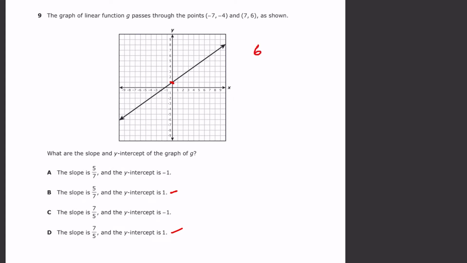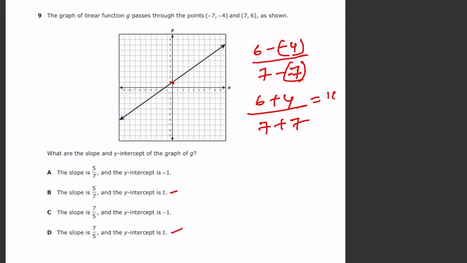So y2 minus y1 means 6 minus of -4 divided by 7 minus of -7. So you're getting it as 6 plus 4 divided by 7 plus 7, which is equal to 10 by 14, or 2 5s are 10, 2 7s are 14. So therefore what is the slope over here? It is B, 5 by 7.